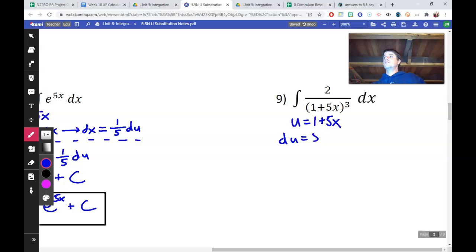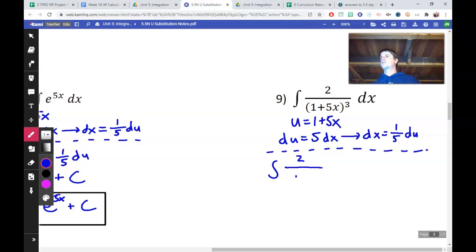Derivative of 1 is 0. Derivative of 5x is 5 dx. So when you solve for dx, you get 1/5 du. So now let's substitute out the dx and substitute out that on the inside. So we get 2 over u cubed. Instead of dx, it's going to be 1/5 du.